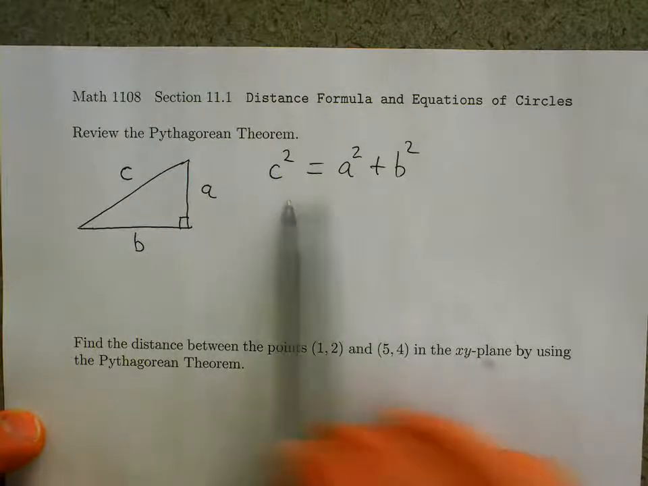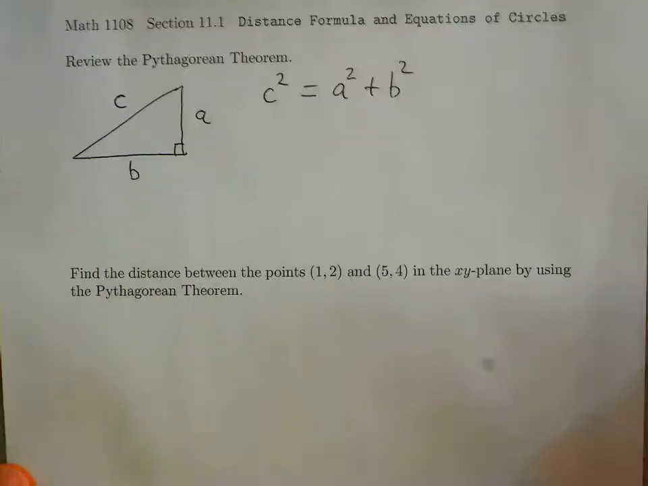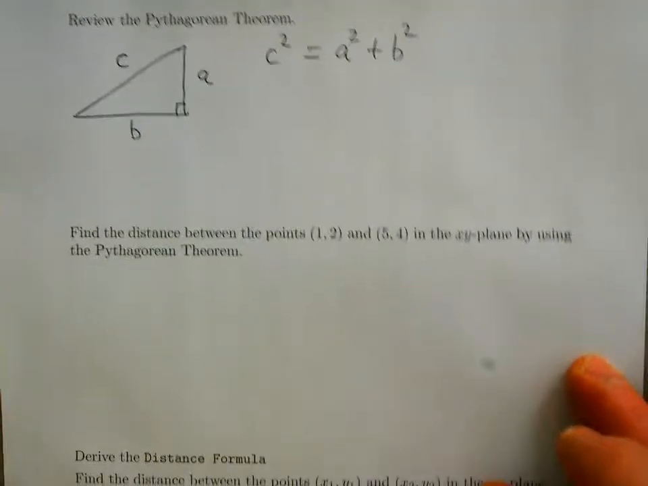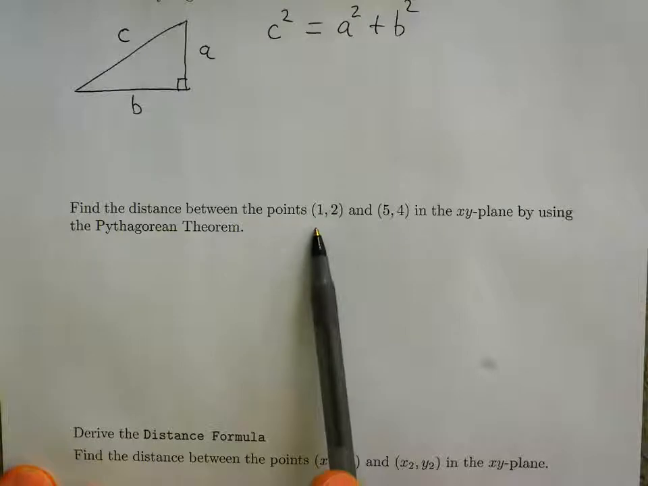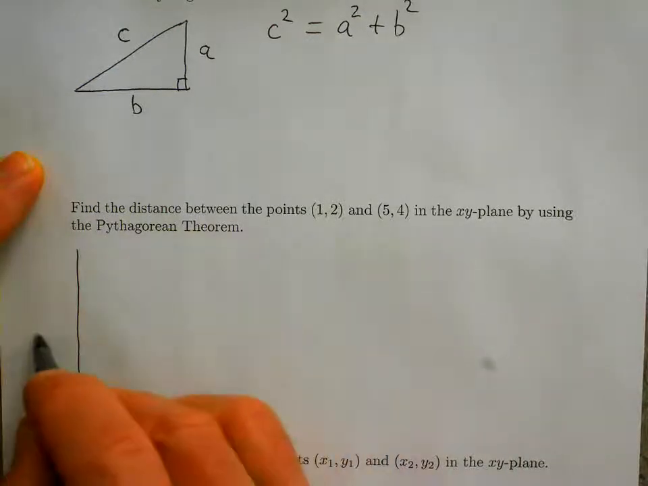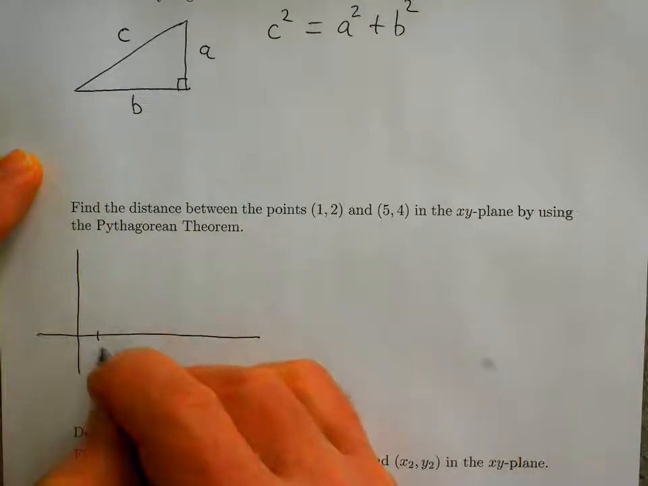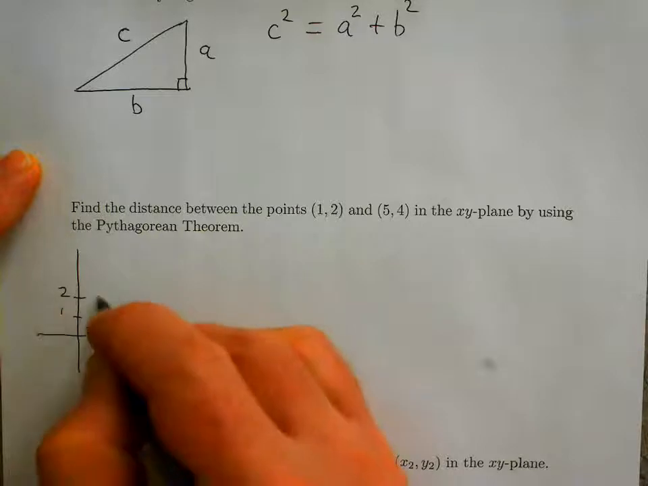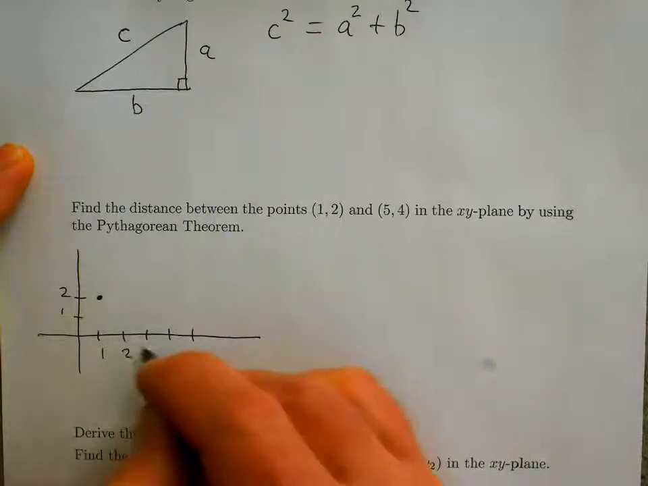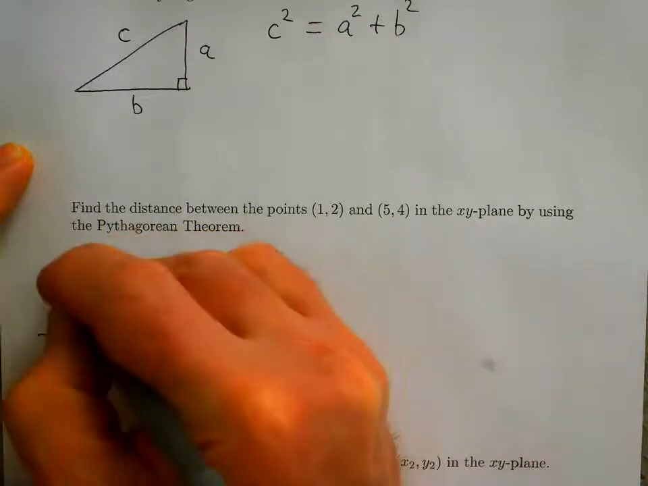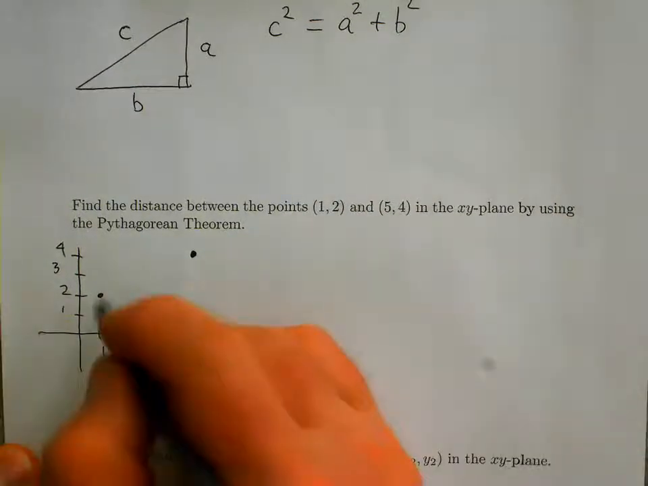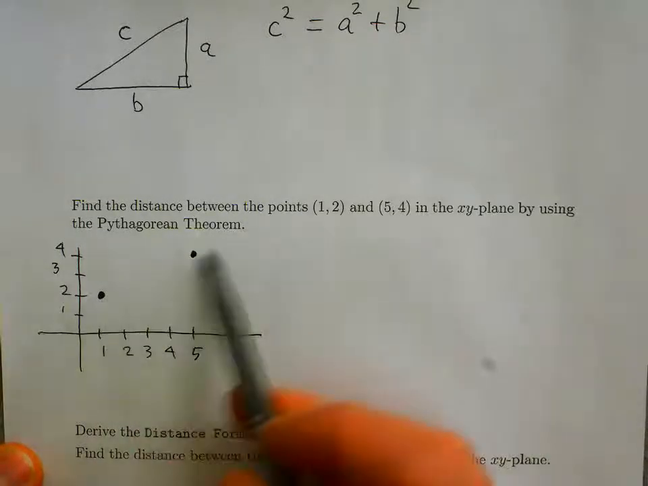So we're going to use the Pythagorean theorem to help us find the distance between 2 points in the xy plane. So we'll start by plotting these points, the points with coordinates 1, 2, and 5, 4 in the xy plane. So the point 1, 2 and the point 5, 4. Okay, so there are the 2 points. Now find the distance between those 2 points.